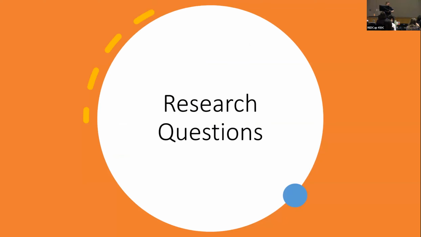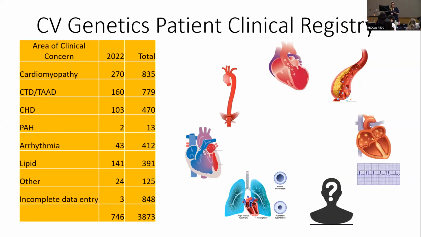Okay, so in my last little bit, I'm going to go really quick, because I talked about translational research in my title. Something that is cool about the clinical registry is we do have the option to generate research questions and then submit those to the IRB and do research studies. Just showing you this again, remember, we've got all these areas of clinical concern. We have this wealth of information. I've got 835 patients with cardiomyopathy.